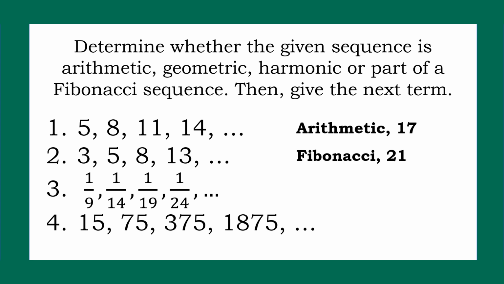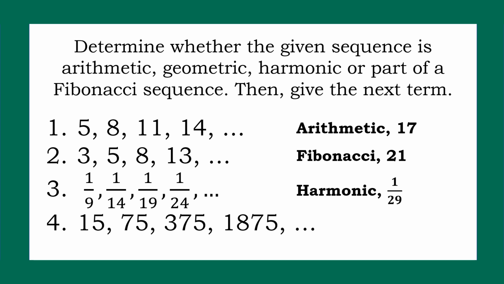This is an example of Fibonacci sequence, wherein the succeeding terms are the sums of the two previous terms. So the next term is 21. For the next one, we have 1 over 9, 1 over 14, 1 over 19, and 1 over 24. What type of sequence is this?